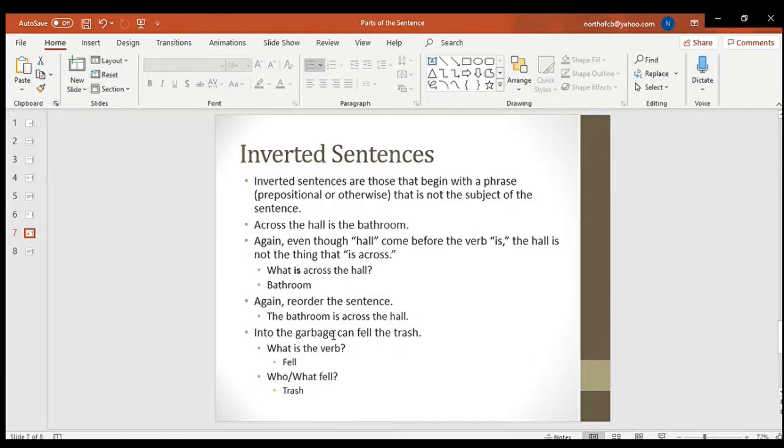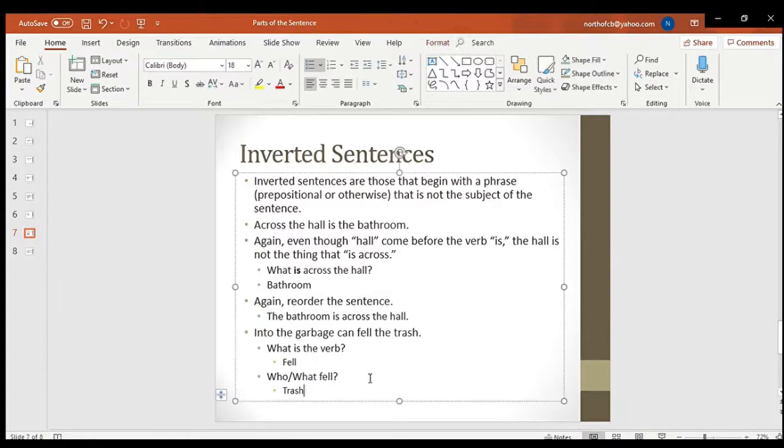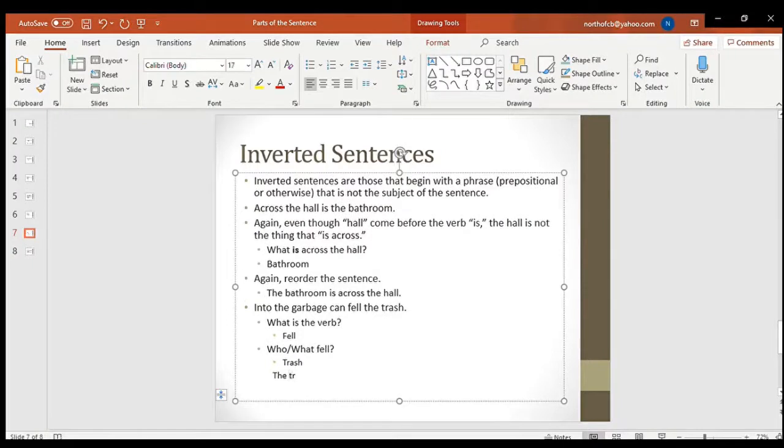Into the garbage can fell the trash. What fell? That'll be your subject. The trash fell, not the garbage can. So ask yourself, what fell? That's your subject. The trash, okay? And again, you can invert it, just the way we were talking about up there. The bathroom is across the hall. The trash fell into the garbage can, okay? You can invert it both ways.